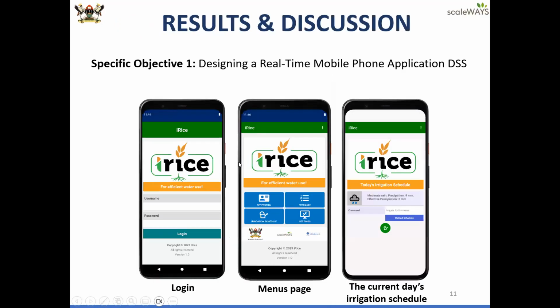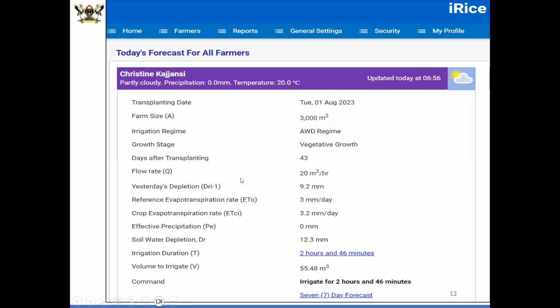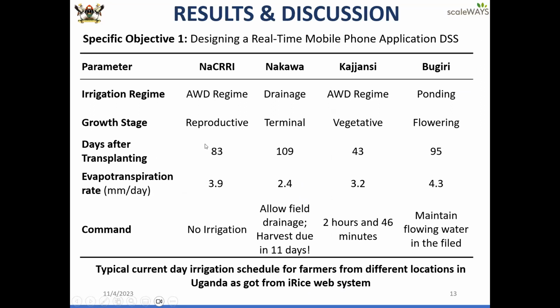And this resulted in the following results, where we have the mobile app as a tool displayed with the login interface, the menu page, and the current day's irrigation schedule. And here is a screenshot of the computer web system that feeds into the mobile app. And it has the characteristics of the farmer's information that is input into the tool.